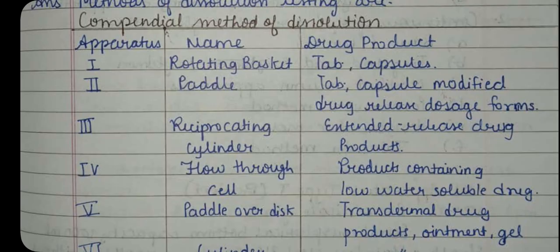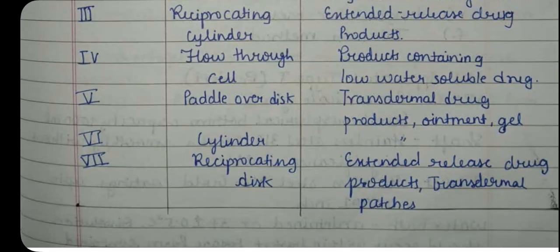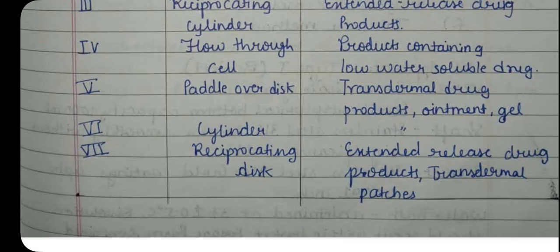Third is the reciprocating cylinder, for example in dosage drug products like extended release drug products. Fourth is the flow through cell, for products containing low water soluble drugs. Fifth is paddle over disc, for transdermal drug products, ointment, gel. Sixth is cylinder, for transdermal drug products, ointment, gel. Seventh is reciprocating disc, for extended release drug products, transdermal patches.